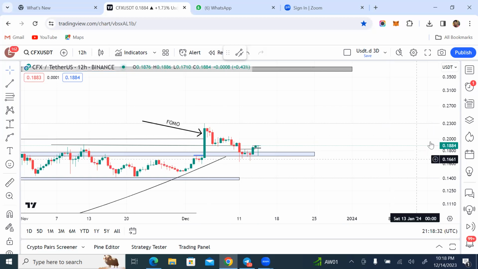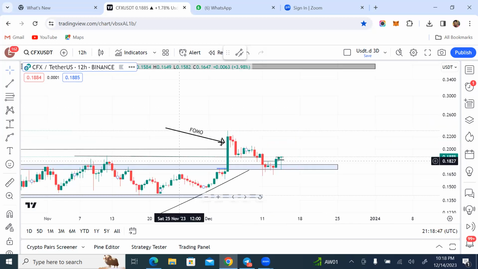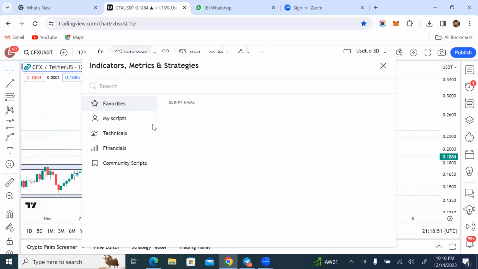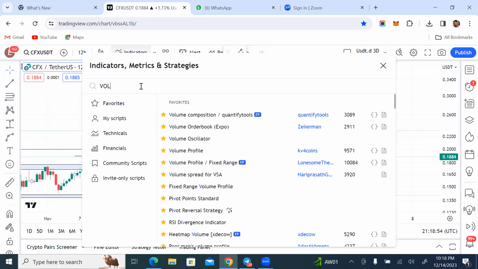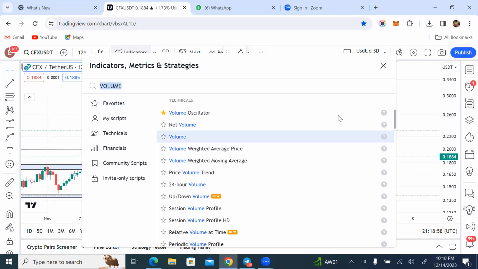Are you getting the dynamics? Meaning it is institutions that have stepped into this market. It is no longer retail. Retail is not present here right now. I can prove it to you that retail has nothing to do here. Let me put my volume indicator now. You're going to see. Don't trade with indicators, but you can use your volume indicator.